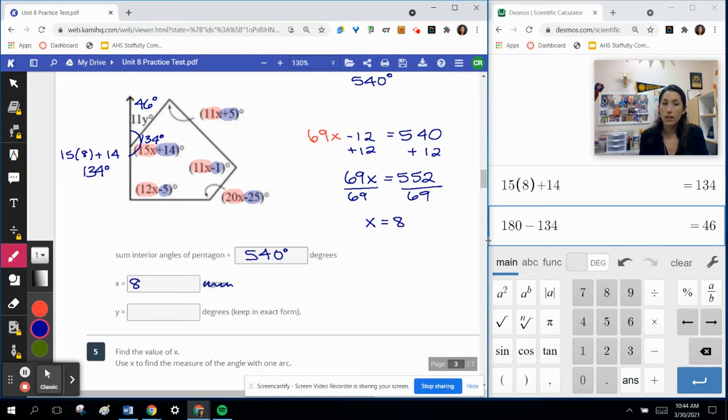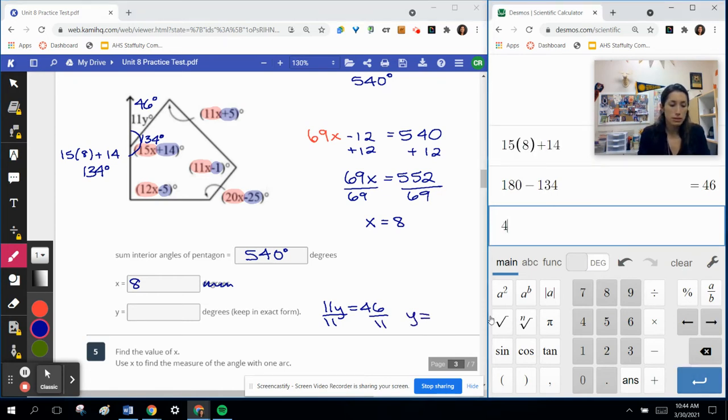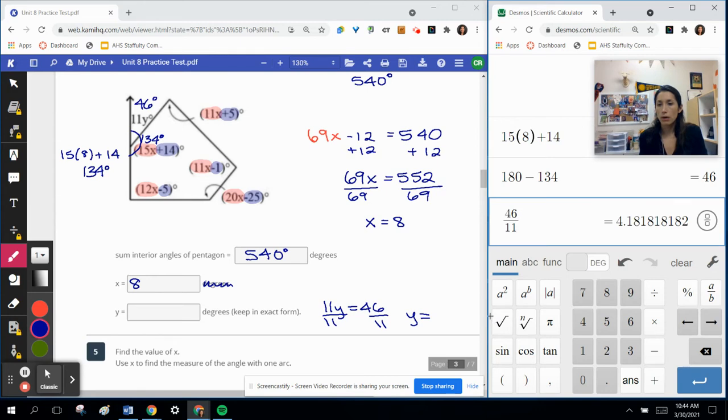And now 11y could be set equal to that. Okay, so I would say 11y equals 46. Divide by 11 on both sides. Now, if you put this into the calculator, 46 over 11, we're getting a decimal, so we want to keep it in fraction form, and we're just going to leave it. That's the exact answer. So this would be 46 over 11. And just note that that's not degrees, it's just the value of y.